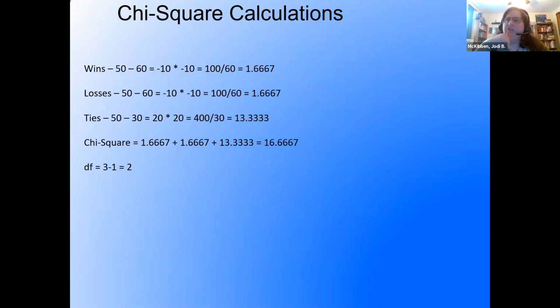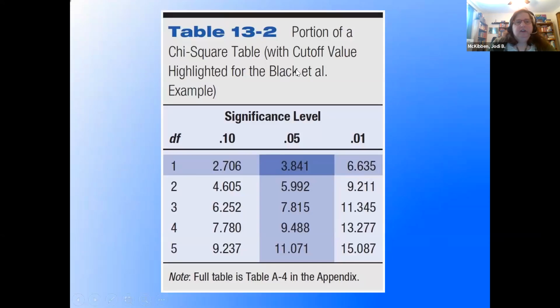So now we're ready to look at a chi-square table. Okay, and we're going to assume our alpha is 0.05. That would always be given to you. So alpha is 0.05. And remember, our DF is 2. So let's look at a chi-square table together. Alpha is 0.05. DF is 2. Our resulting number to beat is 5.992.